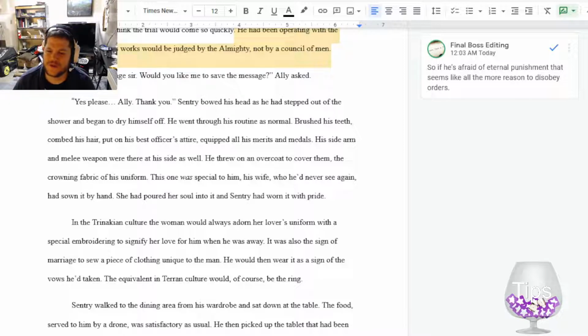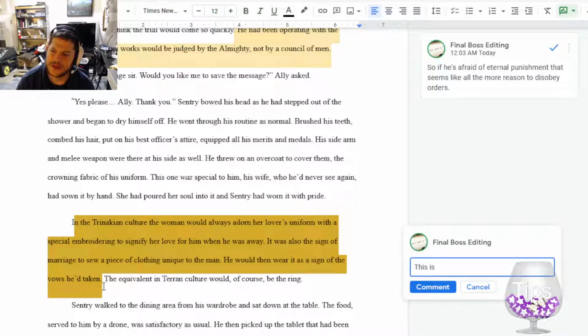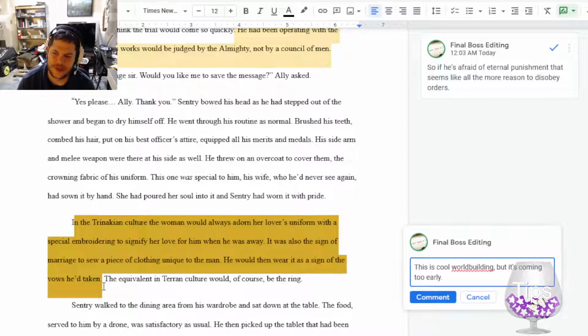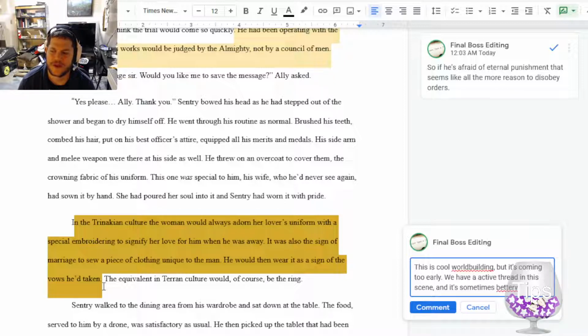So again, this is cool world building, but it is distracting a little bit. This is cool world building, but it's coming too early. We have an active thread in this scene, and it's sometimes better to wait for a lull to give a background.